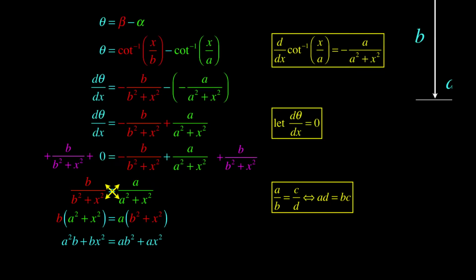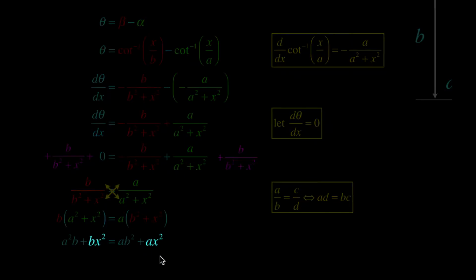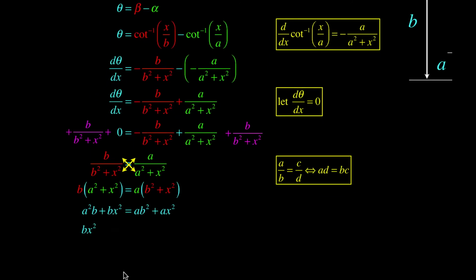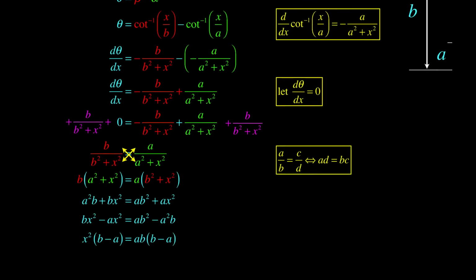Now at this point I'm almost ready to isolate x. All I need to do is gather the x squared terms to the left-hand side of the equation and everything else to the right-hand side. So I will write b x squared, subtract my a x squared, equals ab squared, subtract a squared b. Now on the left-hand side I have a common factor of x squared, so I will factor that out, leaving behind b subtract a. On the right-hand side I have a common factor of ab. I will factor that out of both terms, leaving behind b subtract a again.